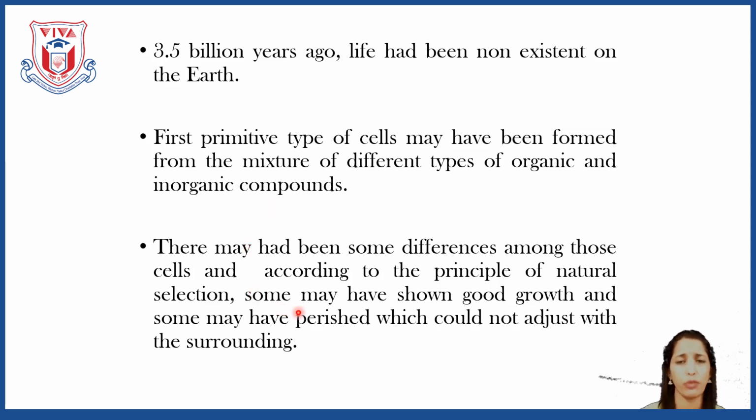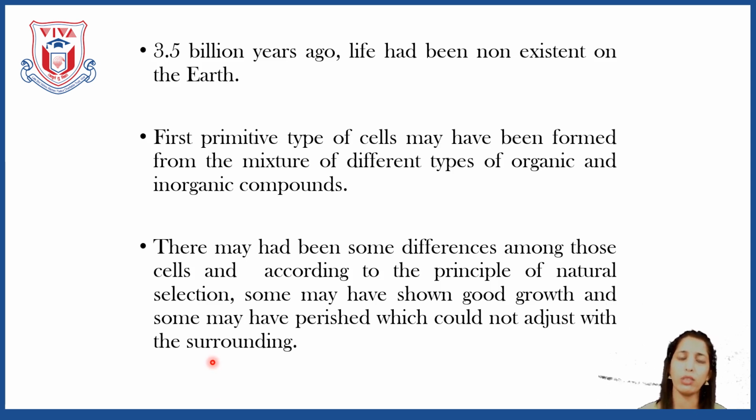Now, there may have been some differences among those cells. According to the principle of natural selection, some may have shown good growth and some may have perished, which could not adjust with the surrounding. You all must be knowing about the survival of the fittest. We are going to study about Darwin's theory in the later part. But what do you mean by survival of the fittest? Survival of the fittest is nothing but the one who can fit to the external challenges or whatever the conditions are. The one who will fit to these challenges, to the external conditions, that living organism can only exist, right?